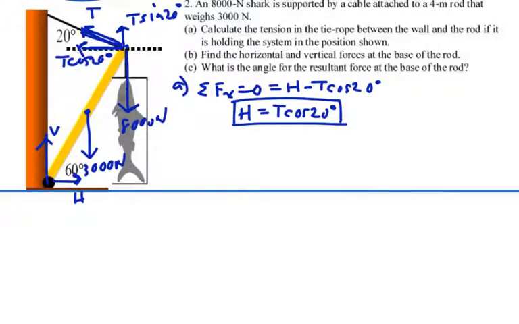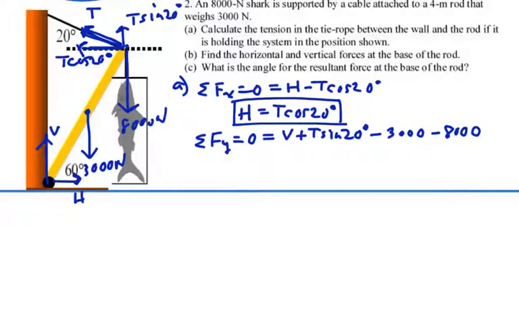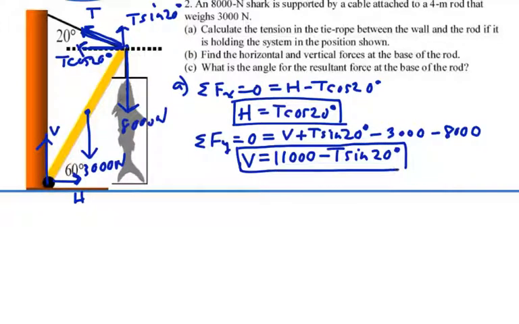But that's all we can say about that, and we don't know H and T, so that's good information for later. If we look at the vertical direction, the summation of all the forces in the y direction should be 0, and we have a V going up and a T sine 20 also going up, and then we have two forces going down, 3,000 newtons for the weight of the beam and 8,000 newtons for the weight of the shark. So V is going to equal 11,000 minus T sine 20. Nice to know, but we still don't know what T is, so we still can't find out what V is.